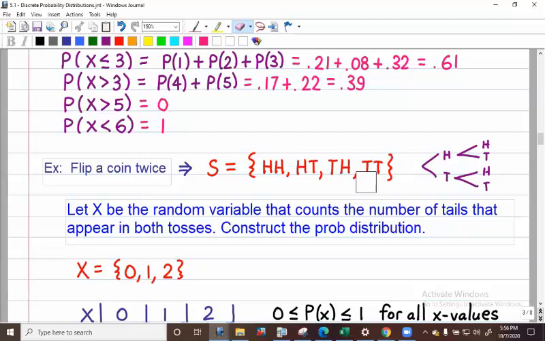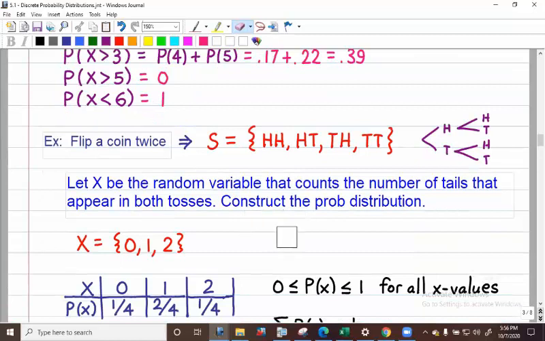Let's phrase X. Let X be the random variable that counts the number of tails when you flip a coin twice, and you're just counting how many tails there are. So now we figure out a way to make this numerical. Now let's see how I got these 3 numbers right here. How did I get 0, 1, and 2?